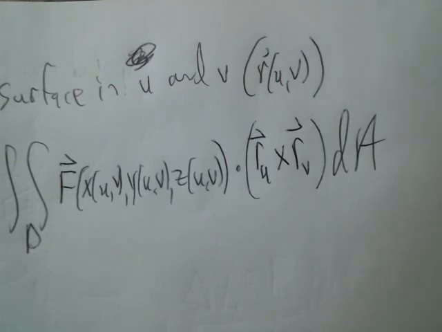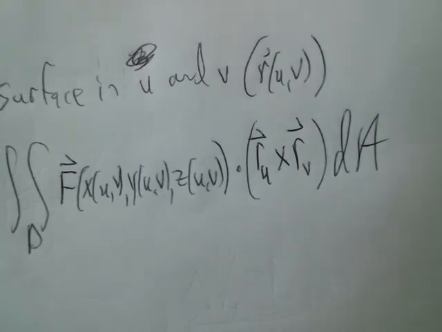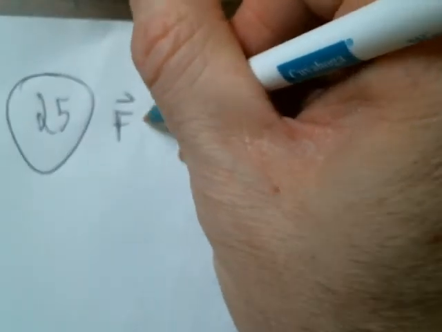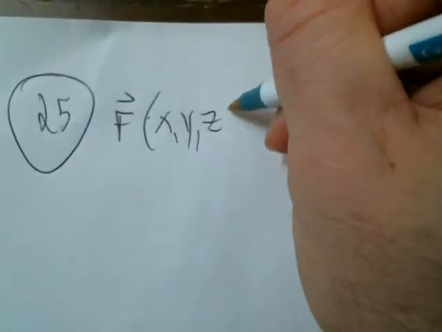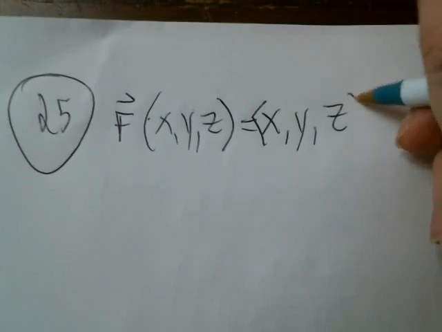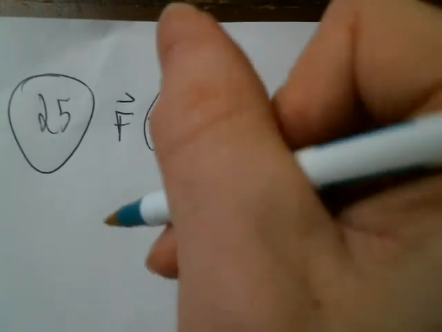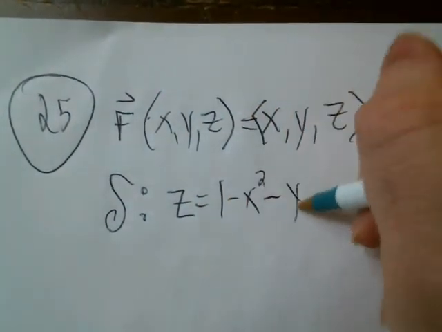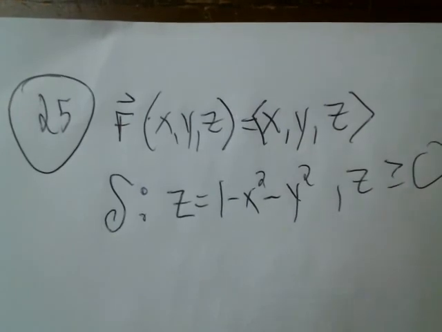Okay, so we want to actually set up one of these. We'll do the surface given in terms of x's and y's. This will be problem 25. All right, so we have this force field. It can represent anything you want: water, air. The videos I was watching last night say it's better to think of these force fields as some sort of liquid. The surface we're working with is z equals 1 minus x squared minus y squared, where z is greater than or equal to 0.